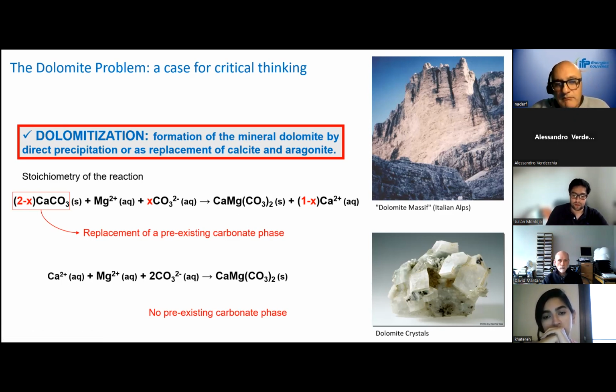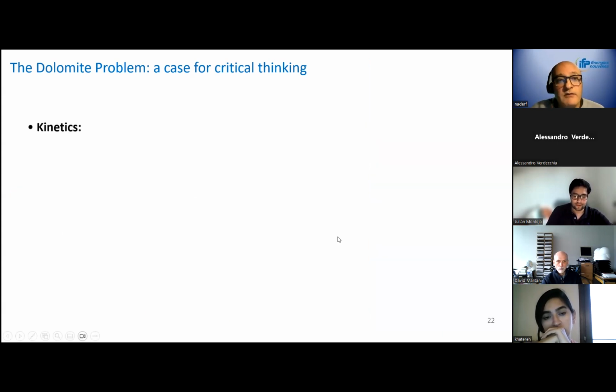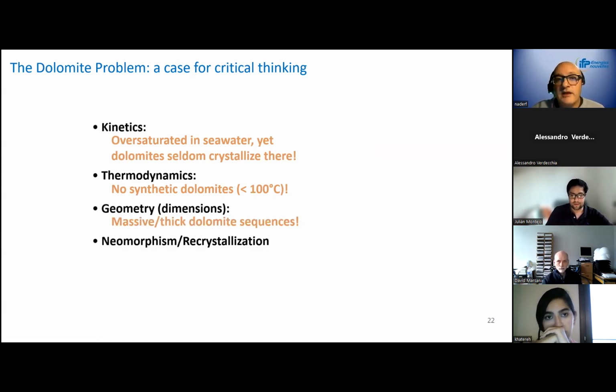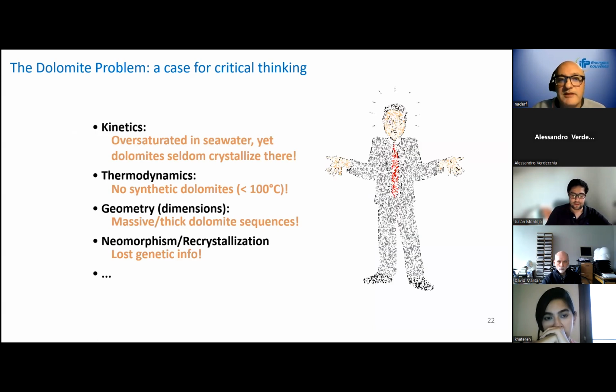Or simply, if you have calcium in the water, you add magnesium and CO3 and you create CaMg(CO3)2, which is the dolomite. So chemically speaking, it should not be a complicated issue. Yet, dolomitization is a problem because today we don't see dolomite in the sea. Although there is a lot of magnesium, a lot of calcium, we don't see dolomite precipitating in front of us.